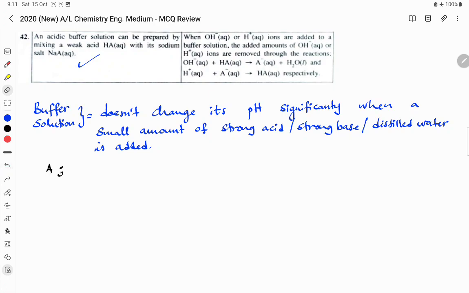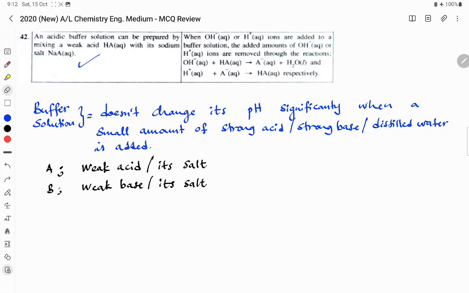So the first method will be using a weak acid and its salt. The weak acid can neutralize the strong base. Since its salt is a basic compound, it can neutralize the strong acid that we add. The next method, we can use a weak base and its salt. The weak base will neutralize the strong acid that we add, and its salt, since it is acidic, will neutralize the strong base that we add. So there are two methods that we can make buffer solutions.